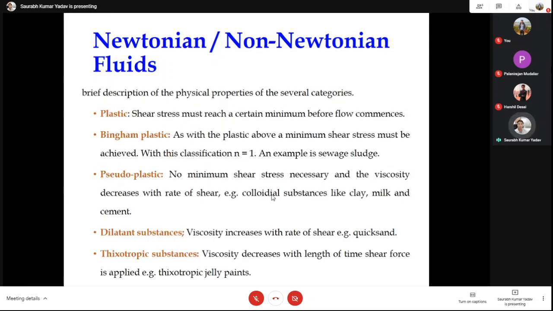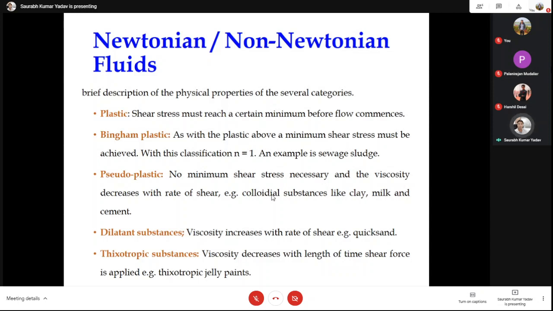So this is some classification between non-Newtonian and Newtonian fluid, like we have to characterize when we are doing research. Plastic: the shear stress must reach a certain minimum before flow commences. So there will be a question on the basis of these slides in your exam. Okay, so there is one question related to Newtonian and non-Newtonian fluid.